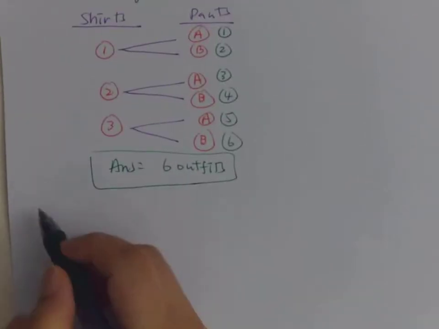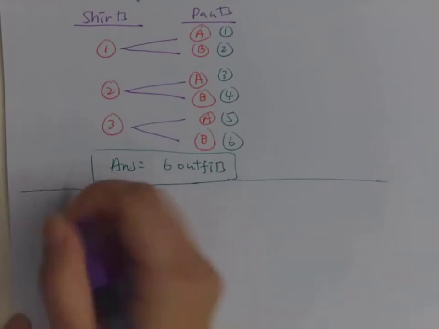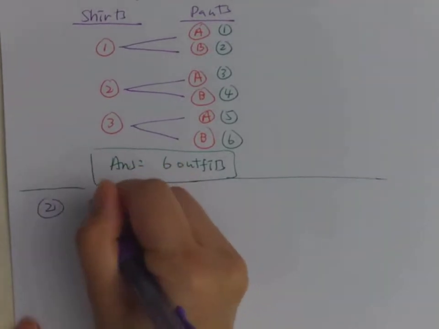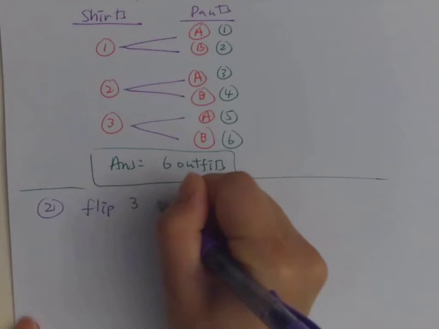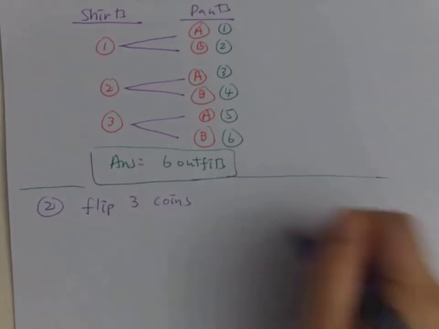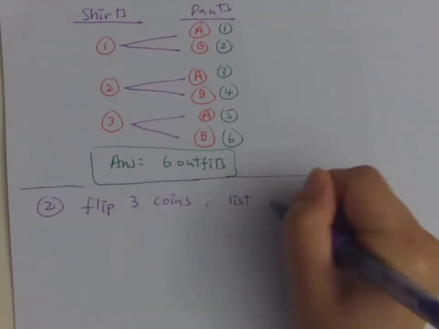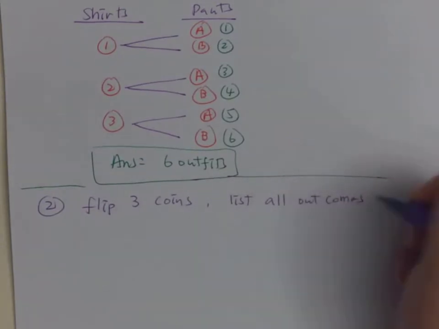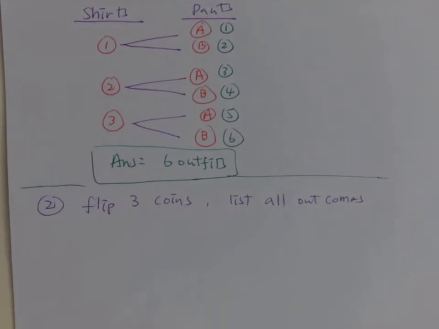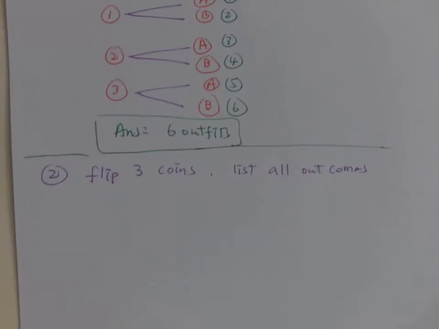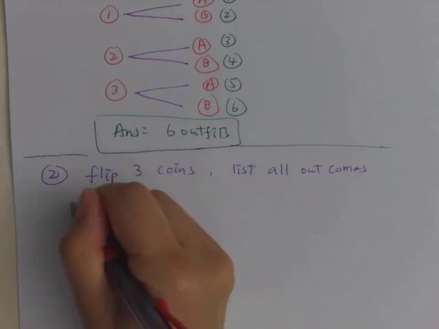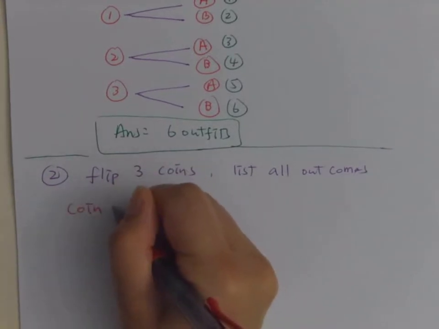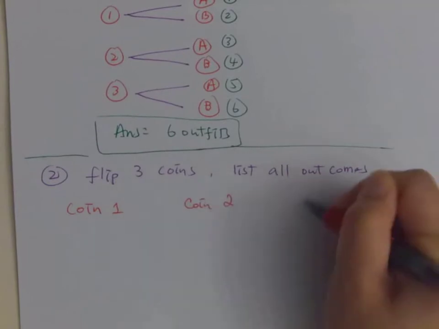This one also wants you to list them out. Number 2: you're going to flip 3 coins, and I need to list all the outcomes. Each time I'm going to have 2 different outcomes, heads and tails. So I'm going to label this coin 1, coin 2, coin 3.